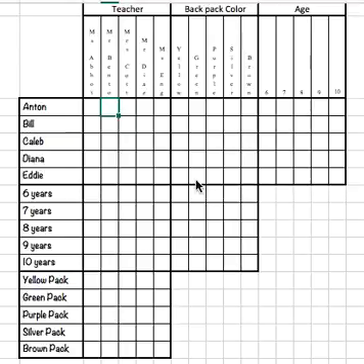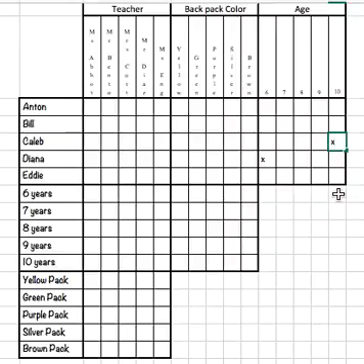Miss Trixie tells them there were 5 kids: Anton, Bill, Caleb, Diana, and Eddie. They're all different ages. Diana was not the youngest, so on Diana's row, we're going to put an X. She was not the youngest. And Caleb was not the oldest. So on Caleb's row, he's not 10 because he's not the oldest.